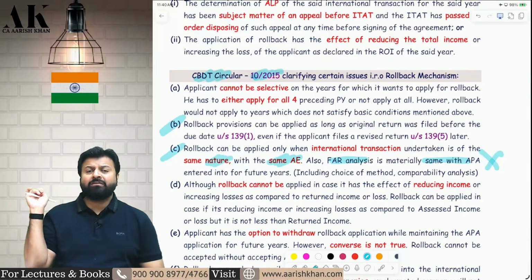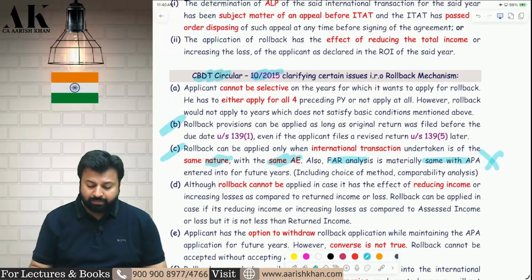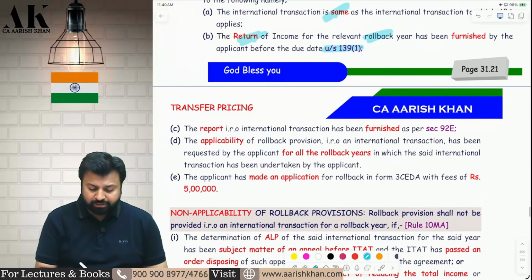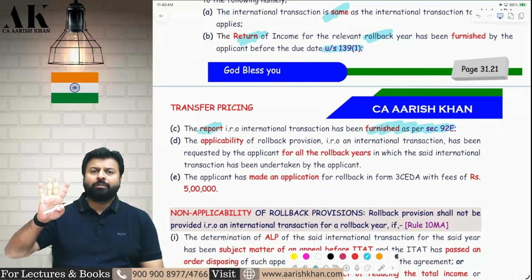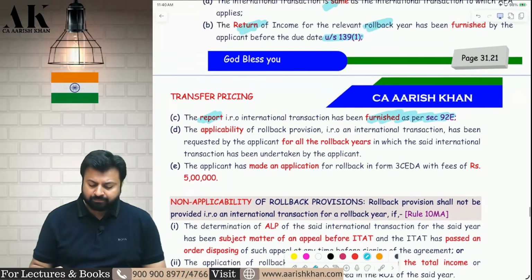So if the original return of the rollback year was filed on time under 139(1) and then it is revised under 139(5), you can roll back. But if the original return is filed under 139(4), you cannot roll back. Third condition: for the rollback year, you have filed the report in Form 3CEB under 92E. So for all the 4 rollback years, you should file the report in Form 3CEB under Section 92E.